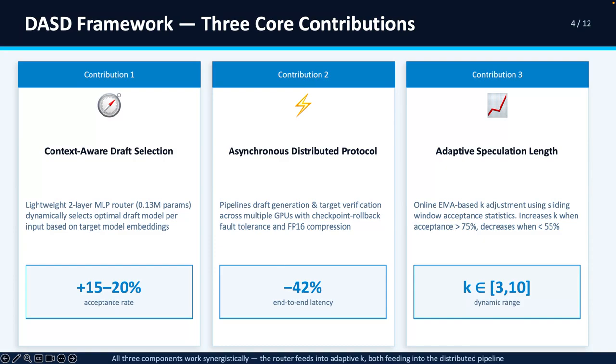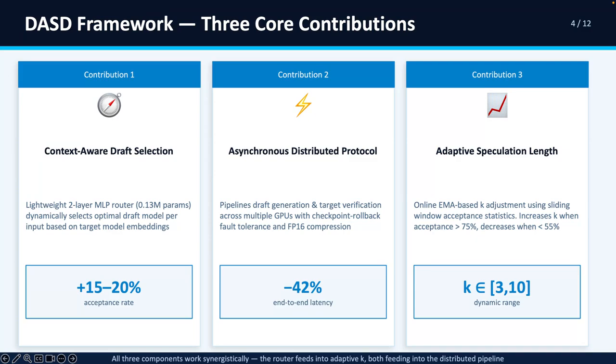The second contribution is the asynchronous distributed speculation protocol. We redesigned the speculation pipeline from the ground up for multi-GPU execution. Draft generation and target verification are pipelined asynchronously across dedicated GPU workers, coordinated by a CPU scheduler. We implement checkpoint rollback fault tolerance so that a GPU failure does not interrupt service. The system gracefully degrades back to standard autoregressive decoding if needed.